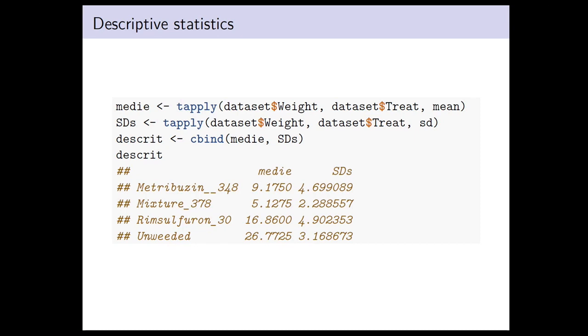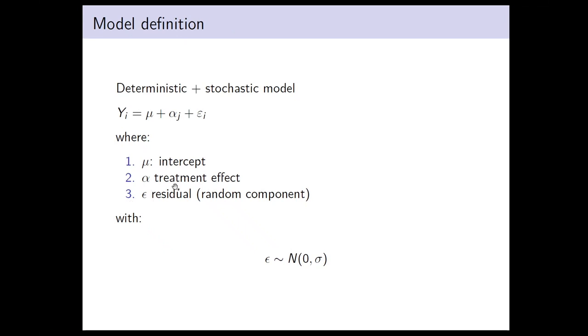So this would be called the treatment effect. So what is the treatment effect? We have the overall mean. The treatment effect is what moves the observed value away from the overall mean. And it represents, right, the treatment effect.